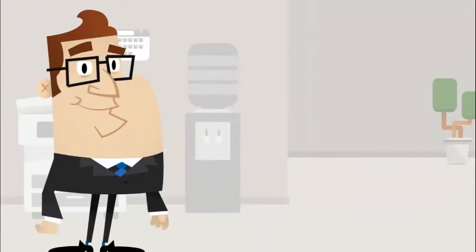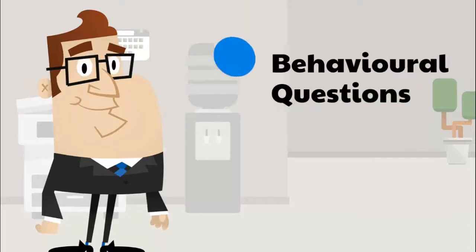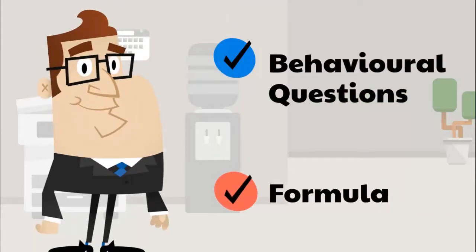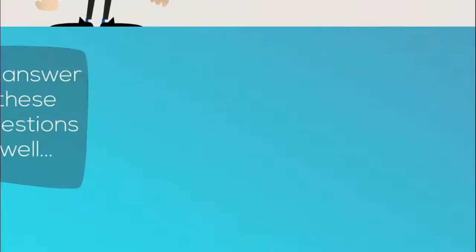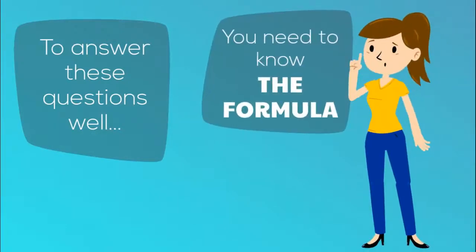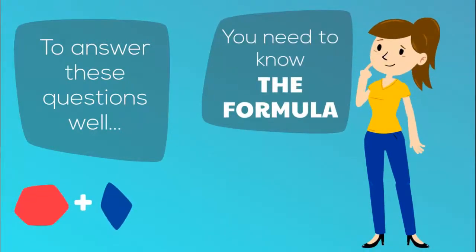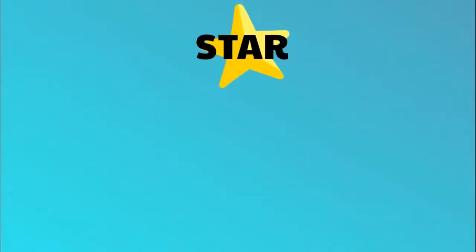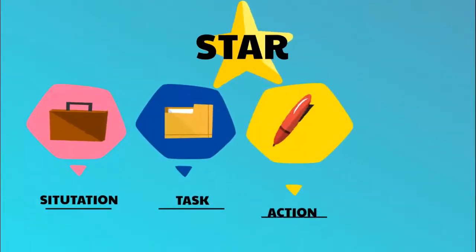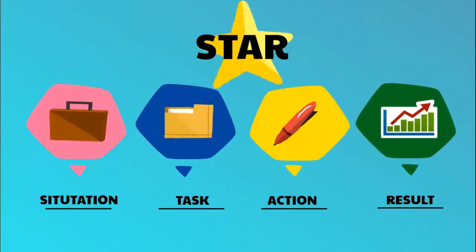When they ask you these questions, which are called behavioural questions, there is a specific structure or formula that employers expect your answer to follow. So to answer these questions well, you need to know what the formula is and structure your answers in this way. The formula is called STAR, and it's an acronym that stands for Situation, Task, Action and Result.